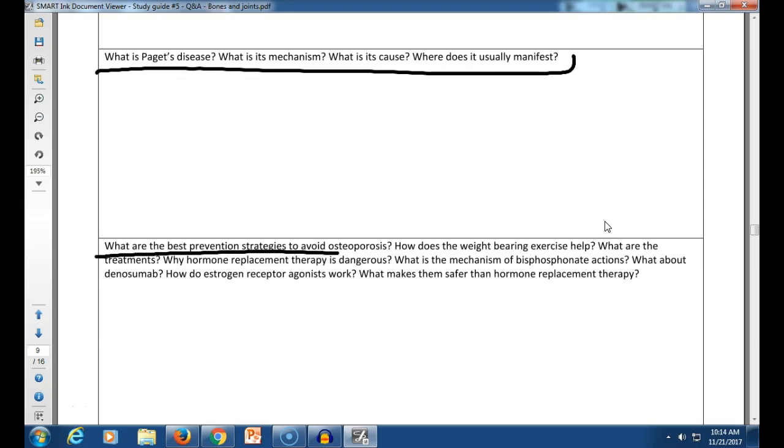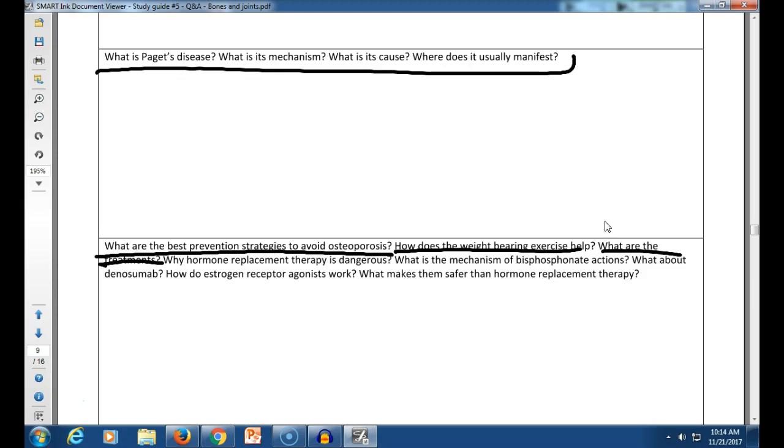Prevention strategies to avoid osteoporosis. There's one answer. Don't drink alcohol. Exercise. No, I mean, you can drink a little bit, okay, but exercise. Not just exercise, weight-bearing exercise, that's important. Specifically, weight-bearing, resistance training, okay? Treatments.